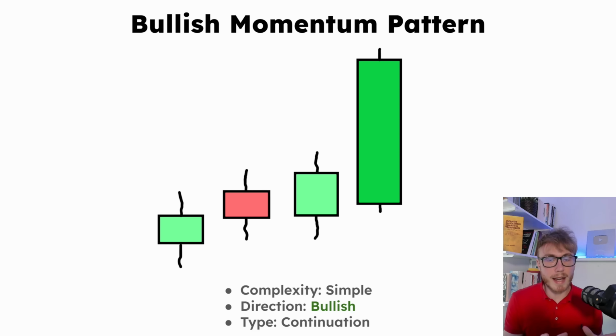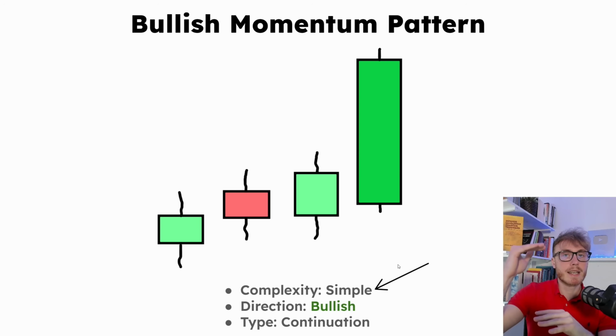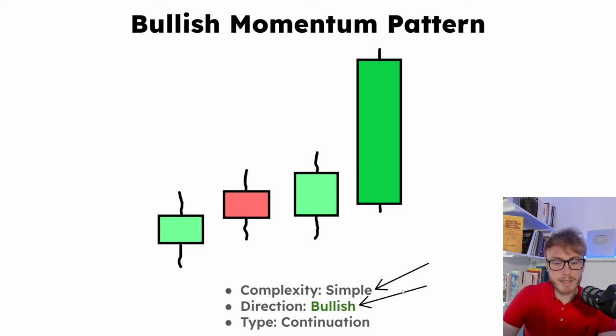All right, so the next pattern we're going to take a look at is the bullish momentum pattern. And this right here is one of my favorite patterns because it's pretty easy to identify, and they can also provide very strong signals. So let's first take a look at this pattern. So this pattern we can actually consider a simple pattern because the actual pattern is only one candlestick. However, it's very important that we compare this candlestick with the previous candles, and I will talk more about that later on.